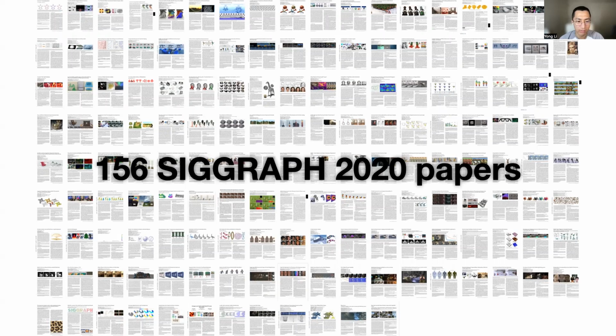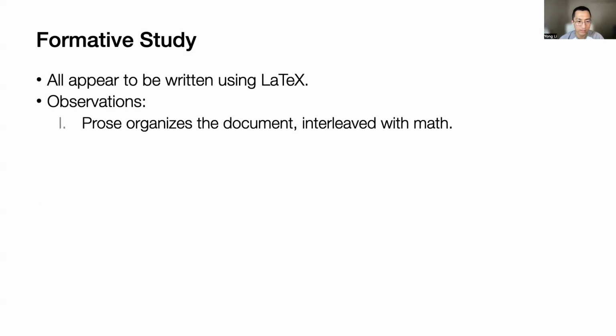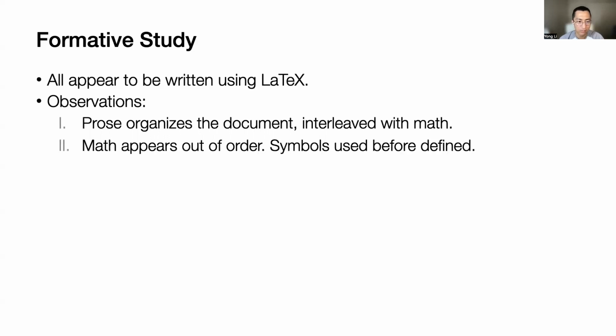To inform our design, we thoroughly analyzed 156 papers from the SIGGRAPH North America 2020 technical papers, collecting both quantitative and qualitative observations. We found that they all appear to be written using LaTeX. Other observations include prose organizes the document. Mathematical expressions appear between paragraphs of prose or inline. Math symbols are often used before they are defined, as determined by the prose.